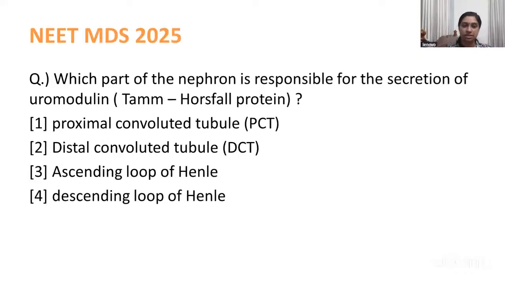Next question, that's a recent question. Which part of the nephron is responsible for the secretion of uromodulin or Tamm-Horsfall protein? The options are PCT, DCT, ascending loop of Henle, descending loop of Henle. What's the answer here?